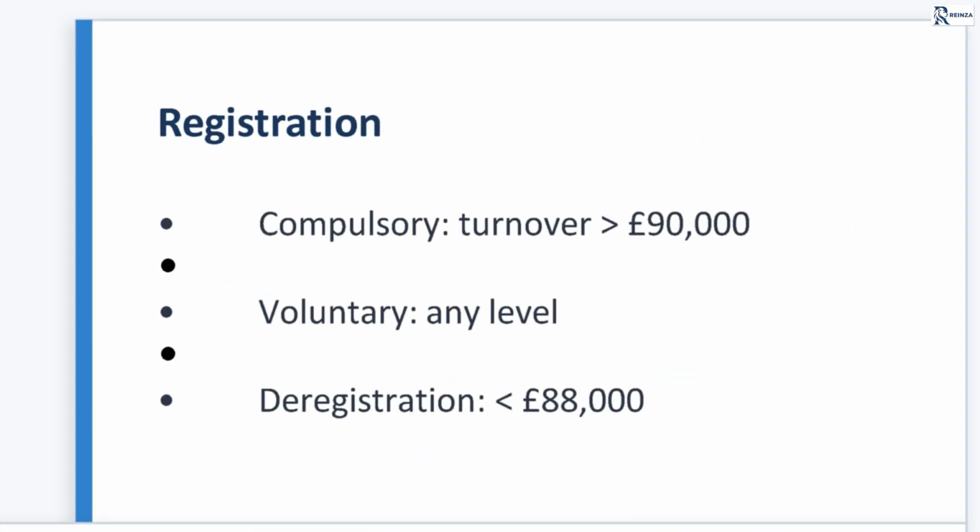Registration. You must register for VAT if your taxable turnover exceeds £90,000 in any rolling 12-month period. You can also register voluntarily at any turnover level, which is often beneficial if most of your customers are VAT-registered businesses, because they can reclaim the VAT you charge them. Deregistration is available if your turnover drops below £88,000.